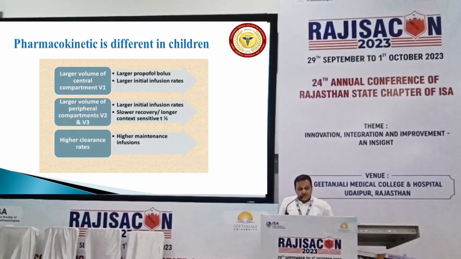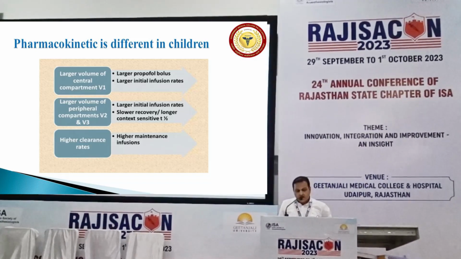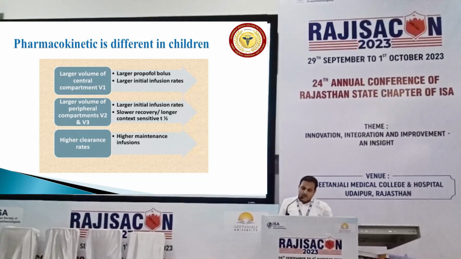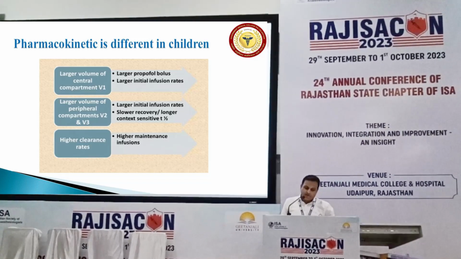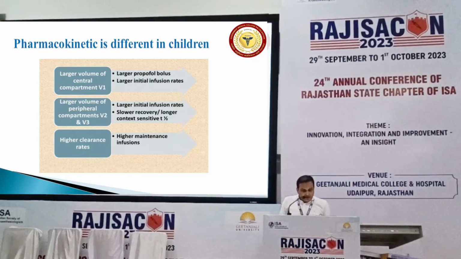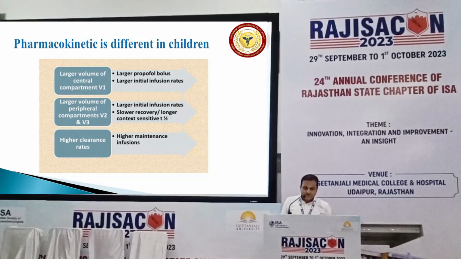Children also have a larger volume of the peripheral compartment, so they require larger initial infusion rates, and there is slow recovery because of the long context-sensitive half-time of propofol. Children have a higher clearance rate, so they require a higher maintenance infusion.